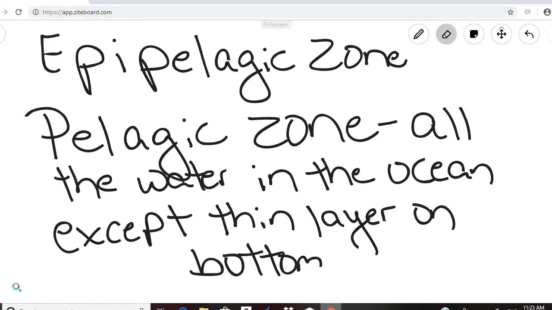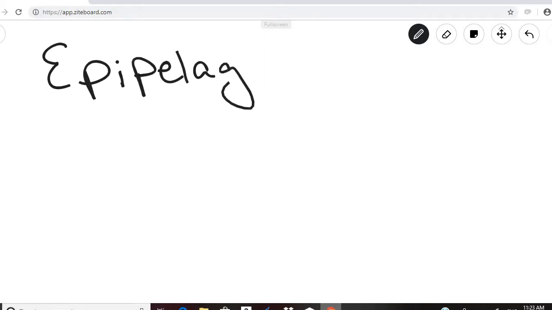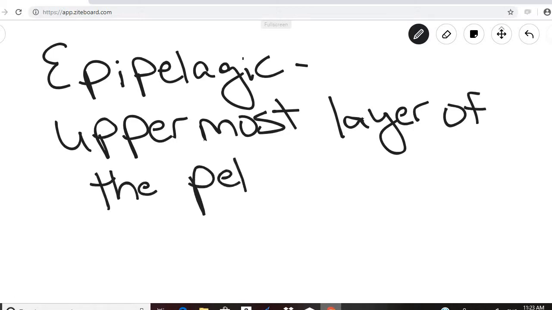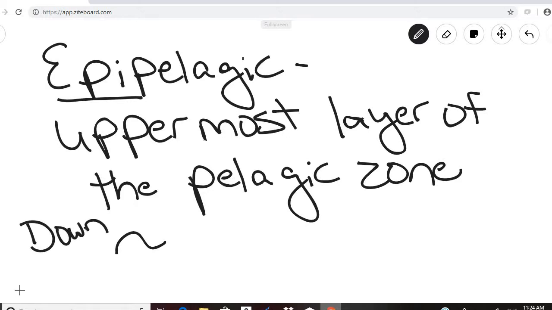Okay, so the uppermost layer, so the epipelagic is the uppermost layer of the pelagic zone. So generally, epi means top. So if you just think about it, it's the top layer of the pelagic zone, and generally it's down to about a depth of about 650 feet. Okay, so it still goes down to a fairly large depth, but it is the top layer.